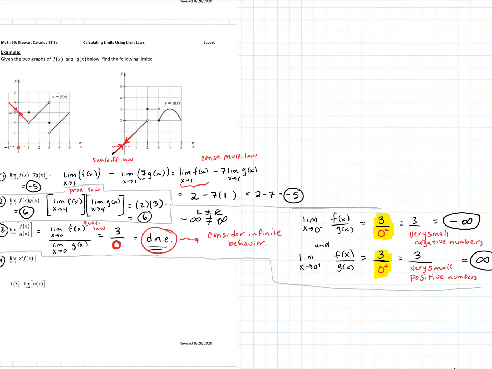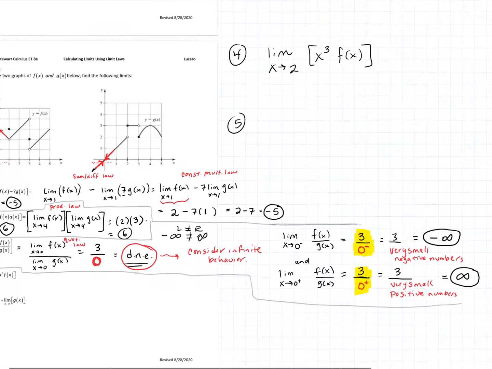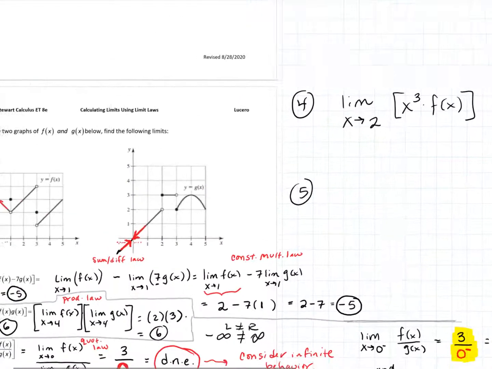Okay, I'm going to go ahead and write number 4 and 5 over here where we're going to have a little more space to do these. So let's take, we have one more here we want to do. Let's take the limit as x approaches 2 of the product x cubed times f of x. Okay, so let's do one more limit here.